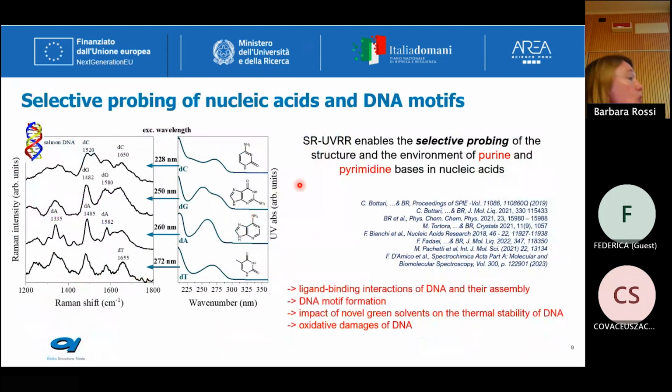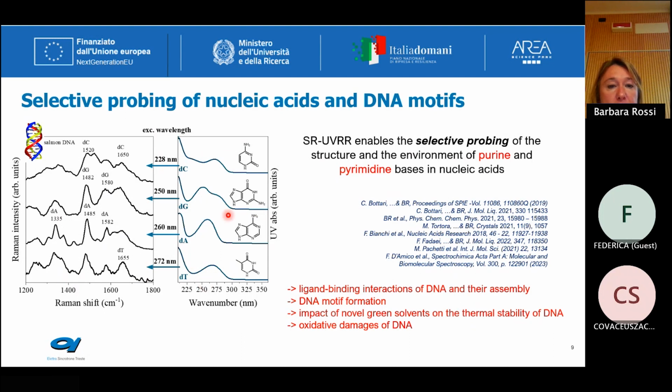So now I would like to show some applications of the UVRR spectroscopy technique, especially for the analysis of biological samples. This is an example of the application of UVRR spectroscopy for the selective probing of nucleic acids and, in general, DNA assemblies. In this case, the technique gives the possibility of selective probing of the structure and environment of the different nucleobases.